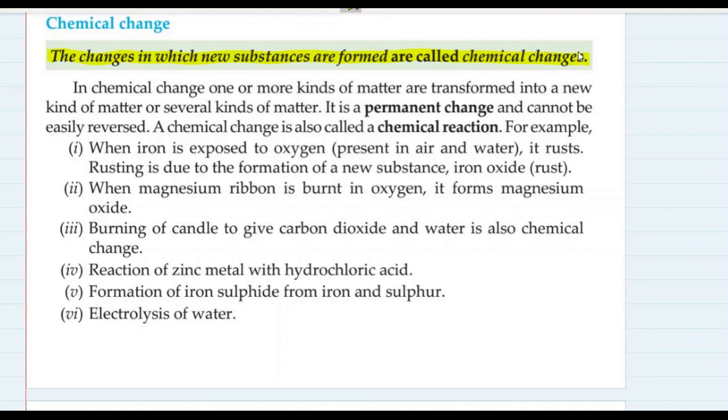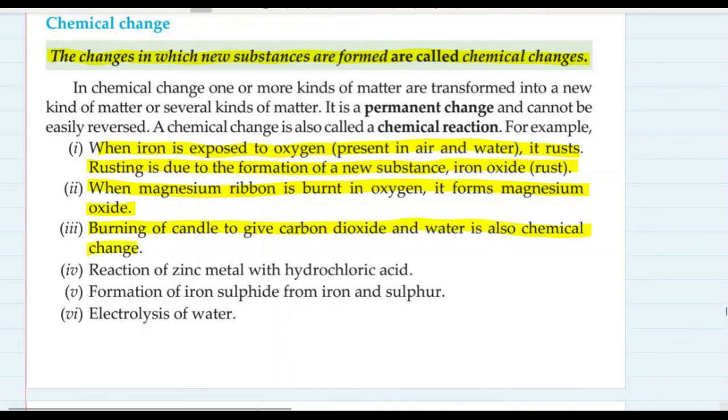Okay, when iron is exposed to oxygen, it rusts. So rusting is due to the formation of a new substance called iron oxide. That's why rusting is a chemical change and it's not reversible. Once iron is rusted, it remains rusted. It is permanent. When magnesium ribbon is burned in oxygen, it forms magnesium oxide, which is a new substance. So it's a chemical change.